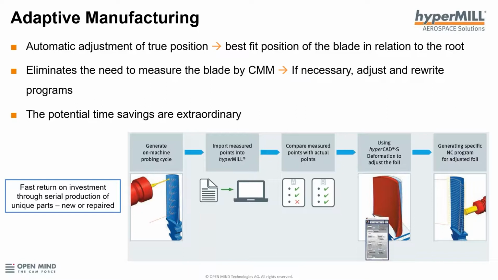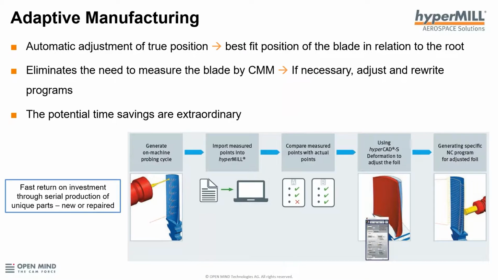So there is on-machine probing for the blade position, the original position. There is then automatic designing and blending of these surfaces for the real position that the software is doing for you automatically, and also recalculating and then generating the unique NC code for each blade as well. So this eliminates the need to do manual measurements by CMM. So it is all done automatically.